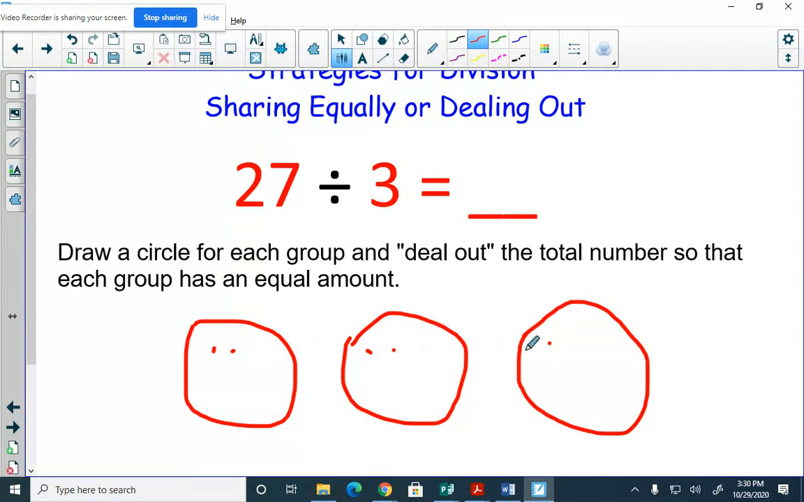4, 5, 6, 7, 8, 9, 10, 11, 12, 13, 14, 15, 16, 17, 18, 19, 20, 21, 22, 23, 24, 25, 26, 27. And you should always end up putting your dot in the last group.